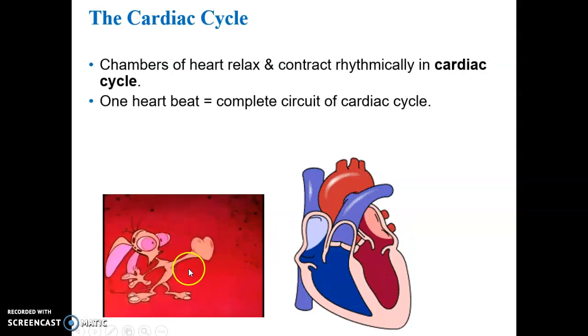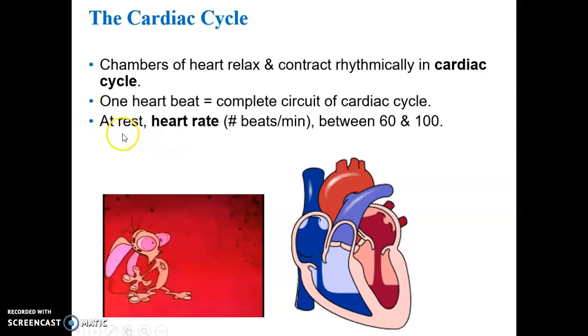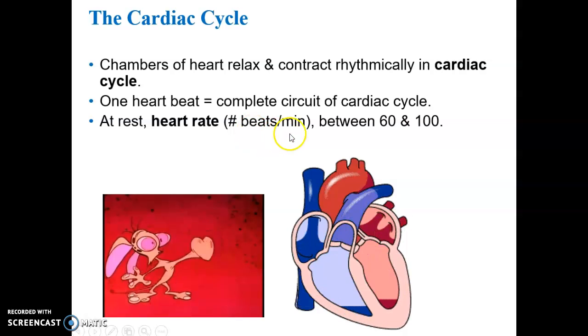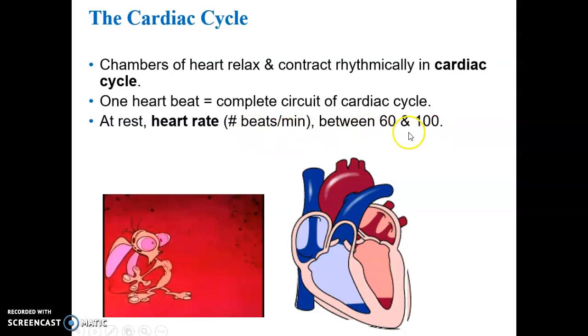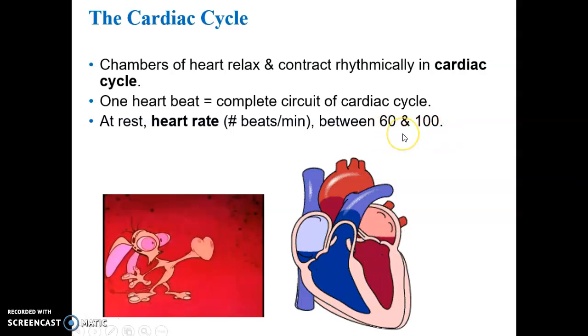If you get excited or if you start running, your heart rate will go up. And we'll talk about how and why. So at rest, the heart rate, meaning the number of heartbeats per minute, is about 60 to 100, depending on our age, our gender, our health, those sorts of things.